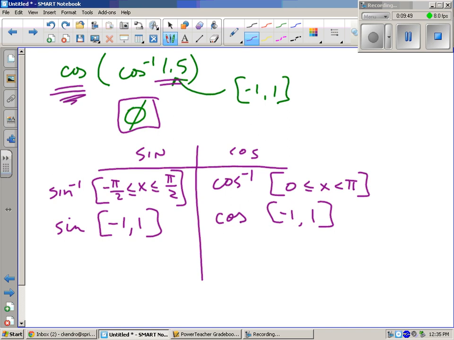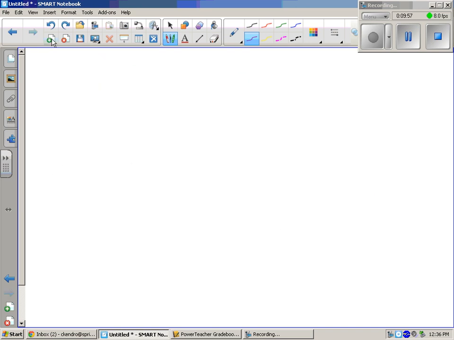So you're not going to have to do anything with graphing with these. The graphs are a little bit crazy, but you do have to know the restrictions. All right, so let's look at tangent. The inverse tangent has its restricted zone just like sine.